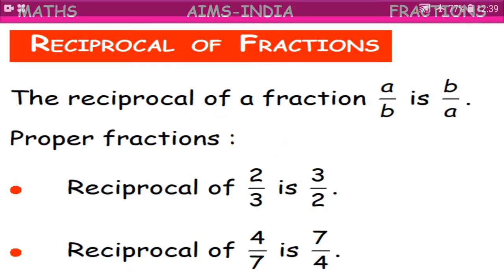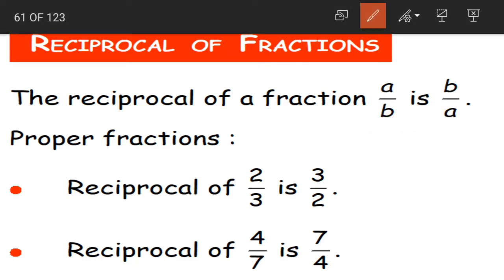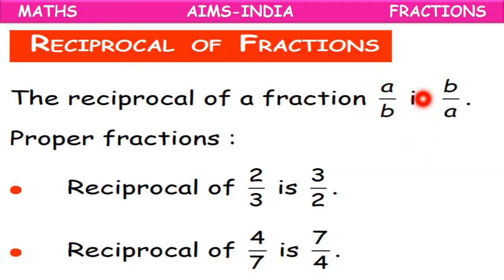Now coming to the next topic, which is reciprocal of fractions. If we have a fraction, say a by b, what will its reciprocal be? The reciprocal of a fraction a by b is b by a. See, as I have explained, children, here b is the denominator, but in the reciprocal b becomes the numerator. Here a is the numerator, but in the reciprocal a becomes the denominator. Understood? It's just interchanging the places, writing the reverse or the opposite of it.